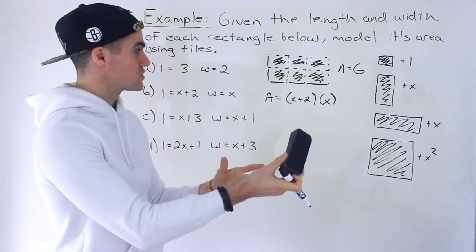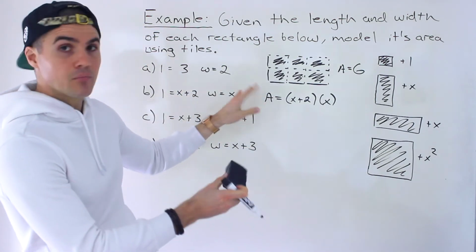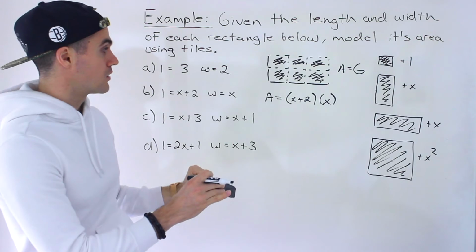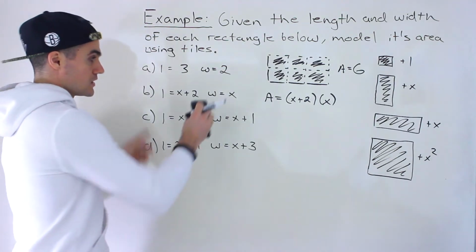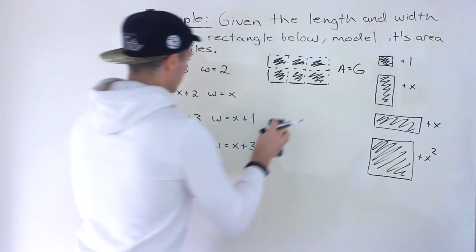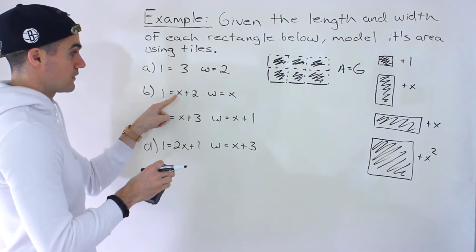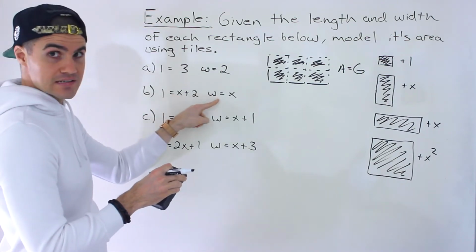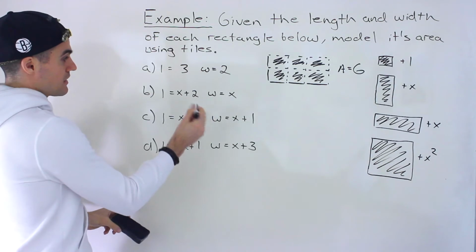That's going to be a future section. So there is a way to do this algebraically, but in this video, we are just focusing on how to do it visually like this. So how would we represent or model this area, where the length is x plus 2 and the width is x, using algebraic tiles? Well, it's the same thing.